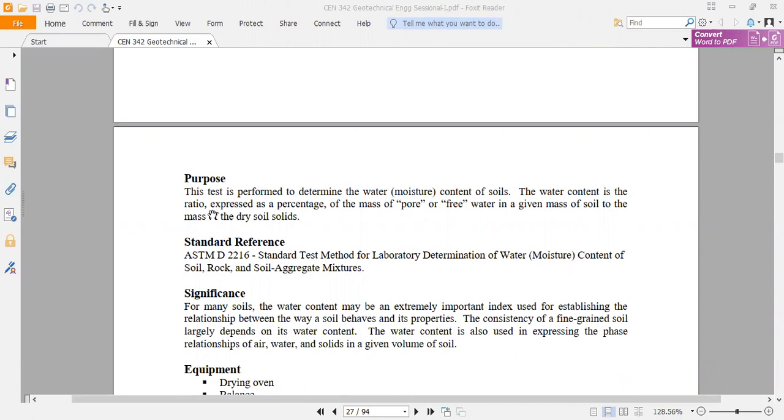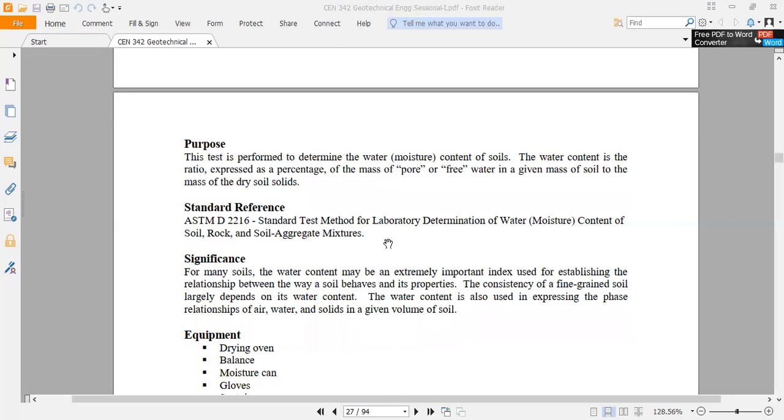The water content is the ratio, expressed as a percentage, of the mass of free water in a given mass of soil to the mass of dry soil solid. That means basically we have to find how much free water is present in a sample and how much dry soil we have. So we have to dry the soil in the oven. After that we have to measure the weight.